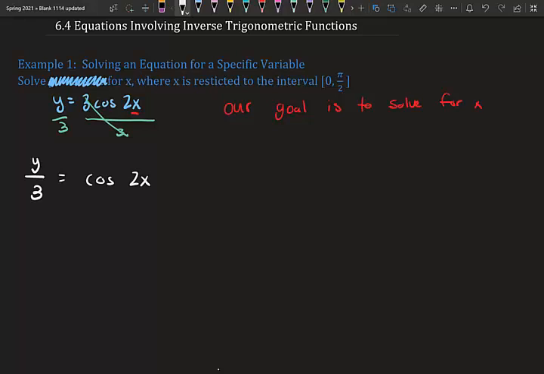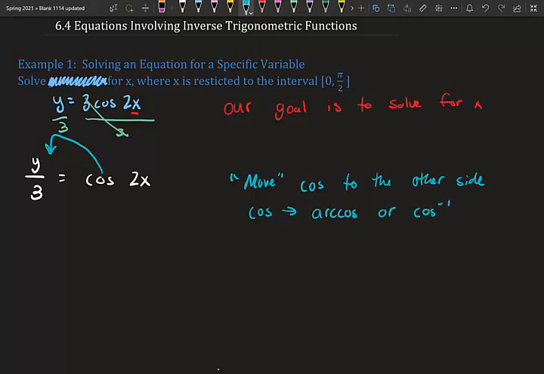Now we need to move the function. You can't divide by 2 because this is cosine 2x. So we have to get rid of the function first before we talk about that 2x. So we need to move it over. Remember, to move it over, we take the opposite of it. We take the inverse. You can either use arc cosine or cosine with the little -1. That just means inverse. But we're going to use arc cosine because it's just easier to write.